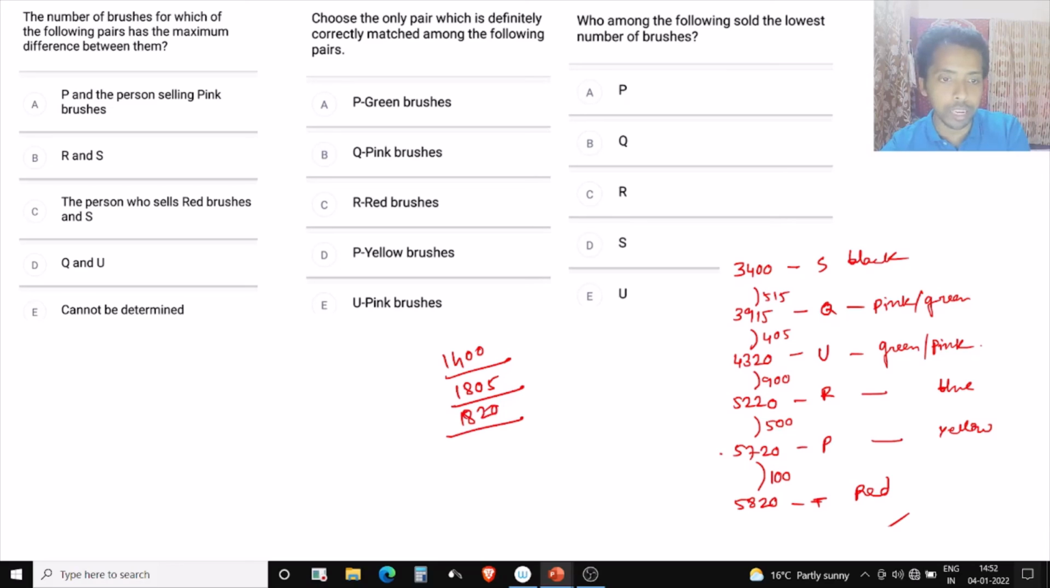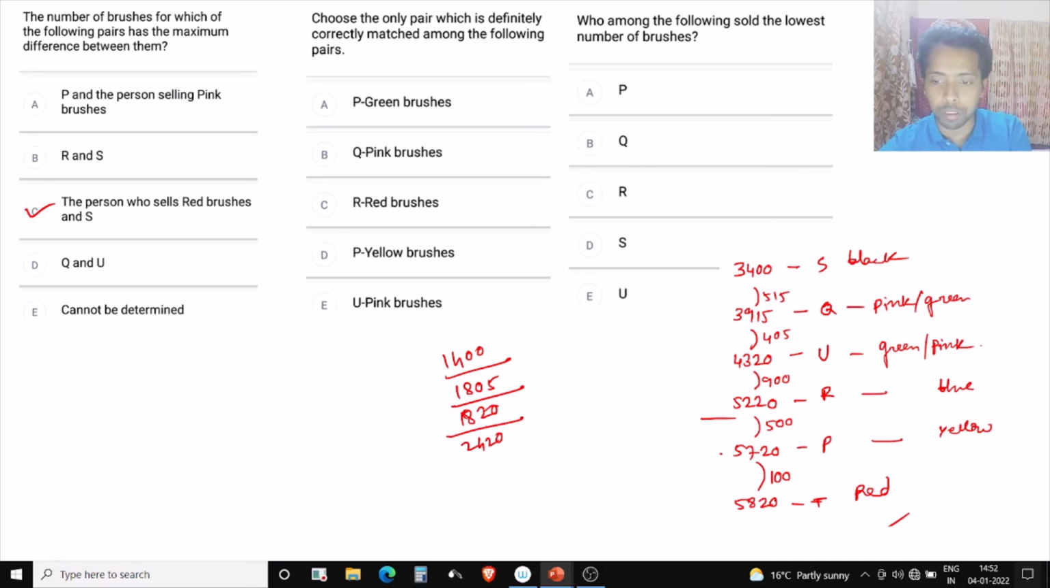Right. The person selling red brush and S, S and red brush, that is the maximum, right? So the person selling red, R and S, up to this R and S, that is 1820, and 600 more, that is 2420. That is the maximum, because S and red, more than this 2420 is not possible at all. So this is the maximum. So option C.